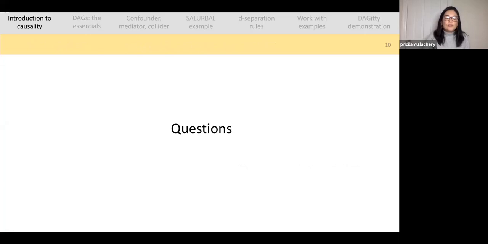So Yoni is going to talk more about the elements of a DAG and the difference between things that are DAGs and things that are not DAGs. But if you have any question about the previous slides, you can ask.